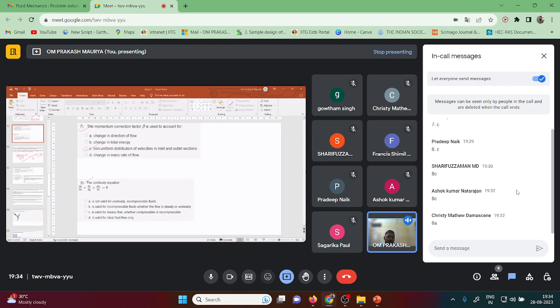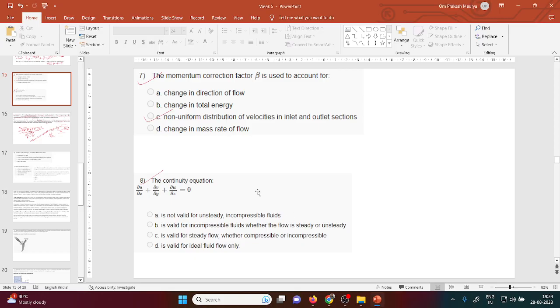Okay, no one, I think, wants to give the answer. Now I want to discuss. For question number 8, basically the equation is given like that: del u by del x, del v by del y plus del w by del z is equal to 0.